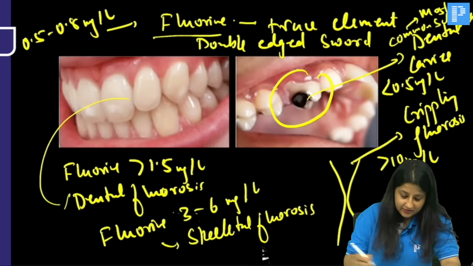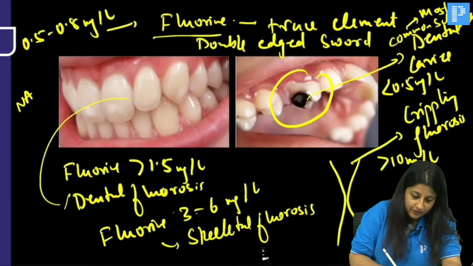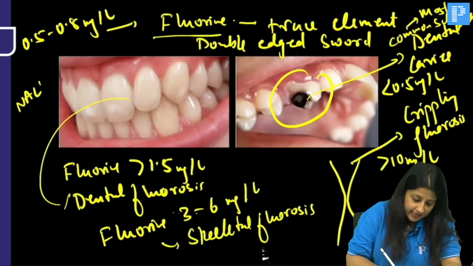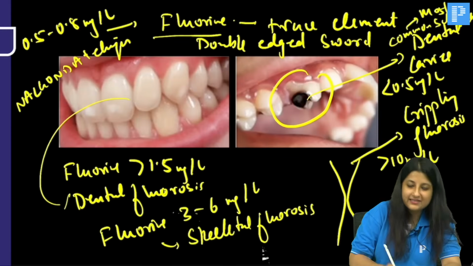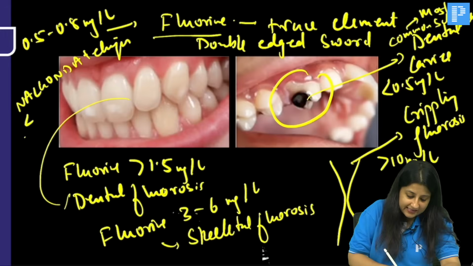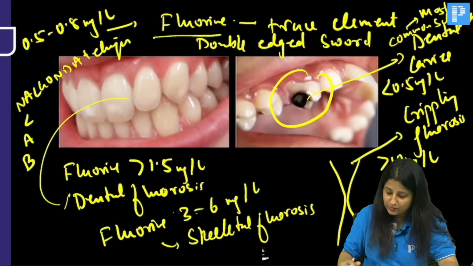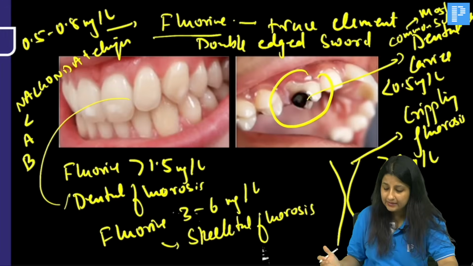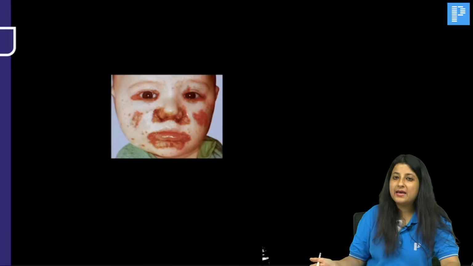To remove excess of fluorine from water, which technique were we using? Nalgonda technique. Alright, which is to remove excess fluorine from water. We were adding 3 things: lime, alum and bleaching powder. Clear?